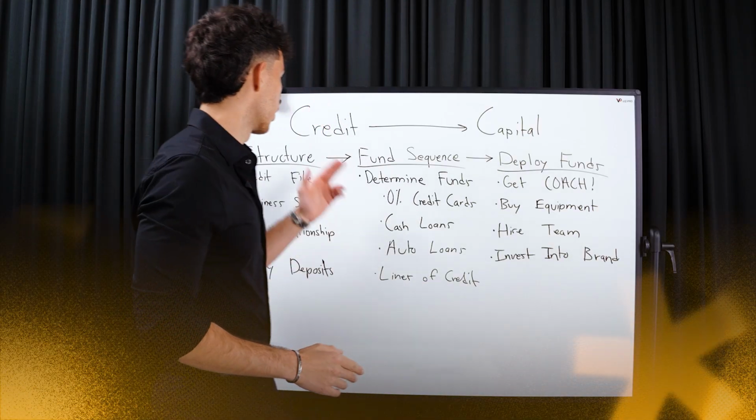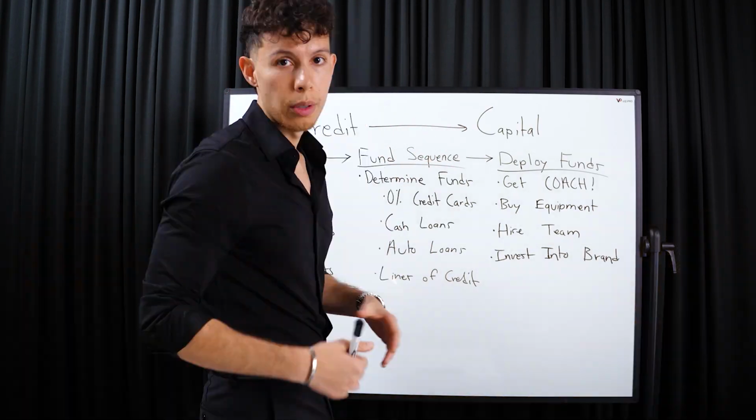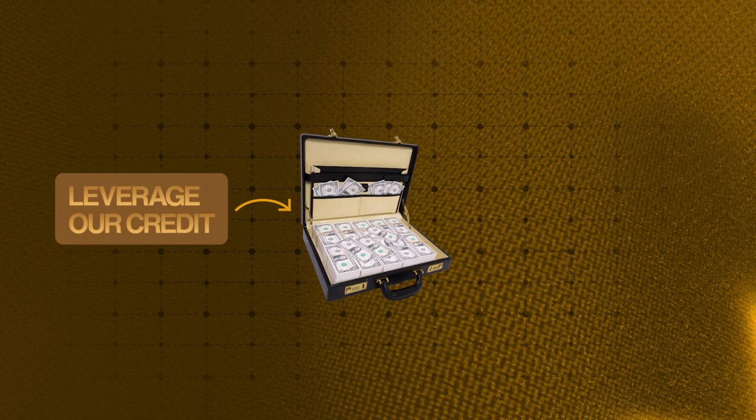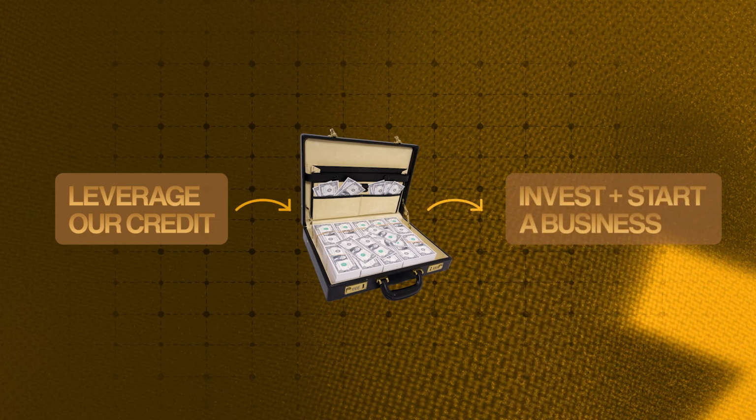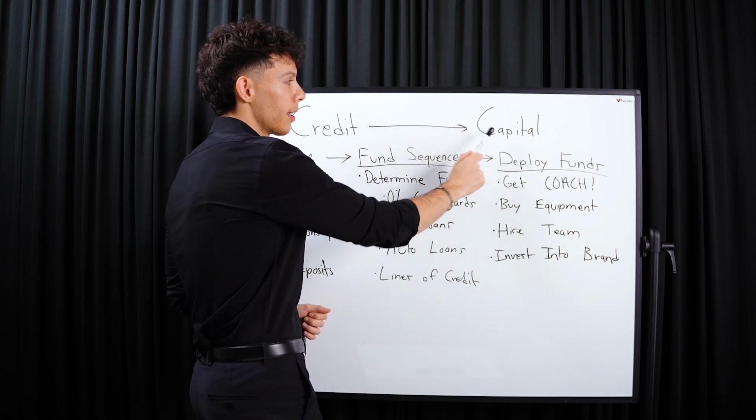So I call this the credit to capital method. The reason it's named that is because we leverage our credit to get access to the bank's money, to then invest into ourselves and start a business. That's why we go from credit to capital.